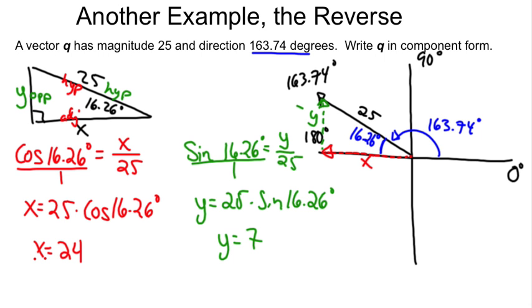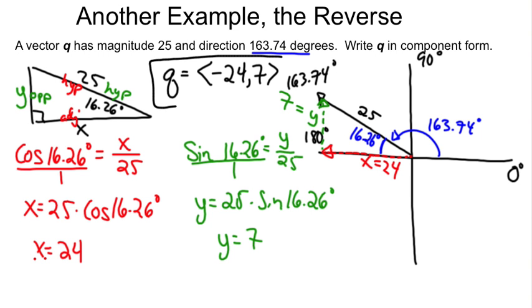All right, so that means that y is 7, x we found to be 24, which means that our vector, the original question said, what is vector q? Well, here is vector q, it's there in black, and we know that we went negative 24 units in the x direction, positive 7 units in the y direction. So I could say that vector q is negative 24, 7. There is my final answer written in component form. And to get that, all we did was create a right triangle and do some SOHCAHTOA.